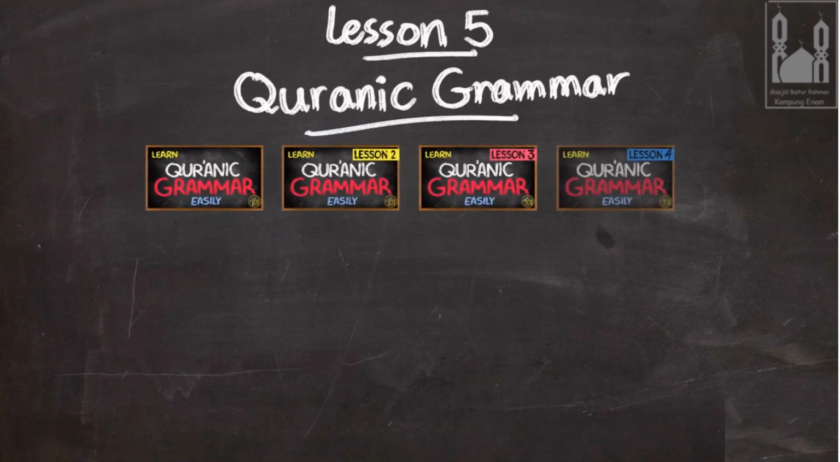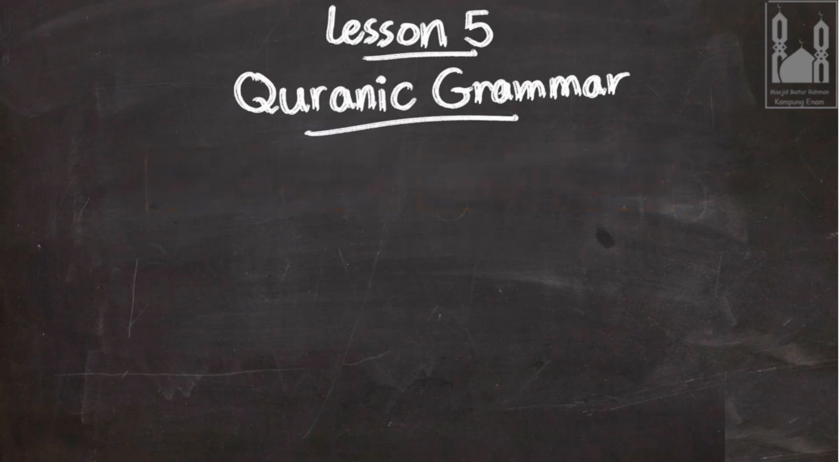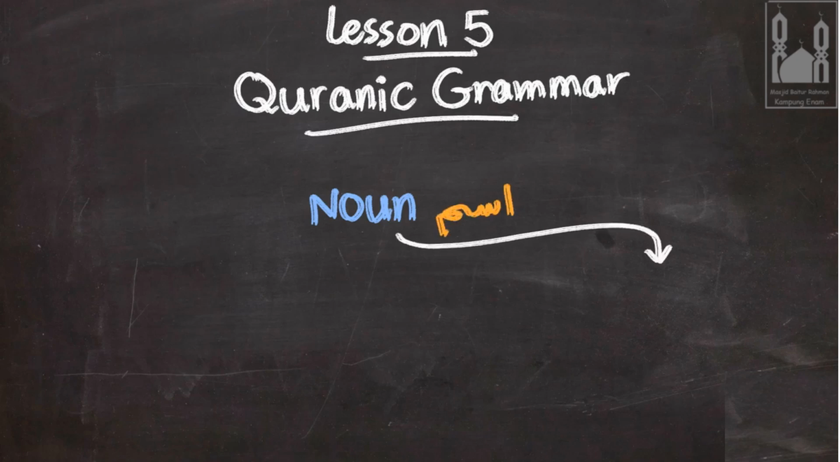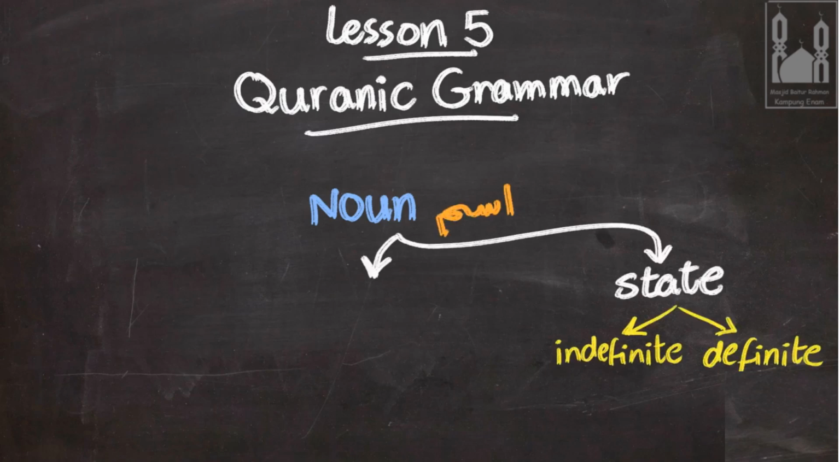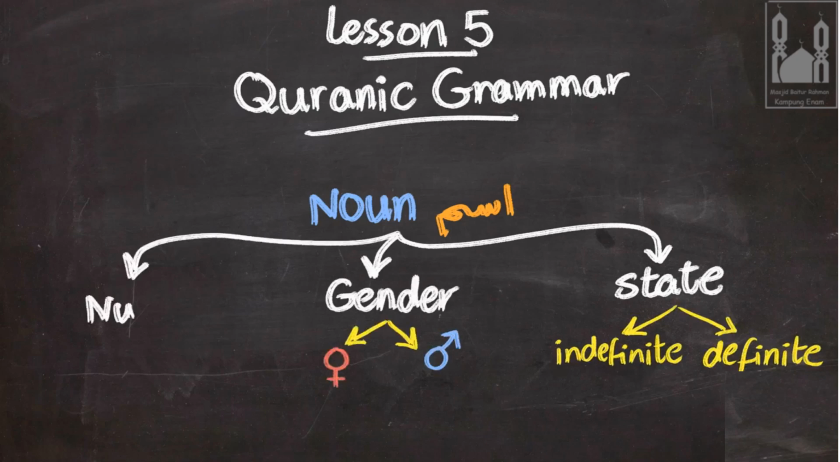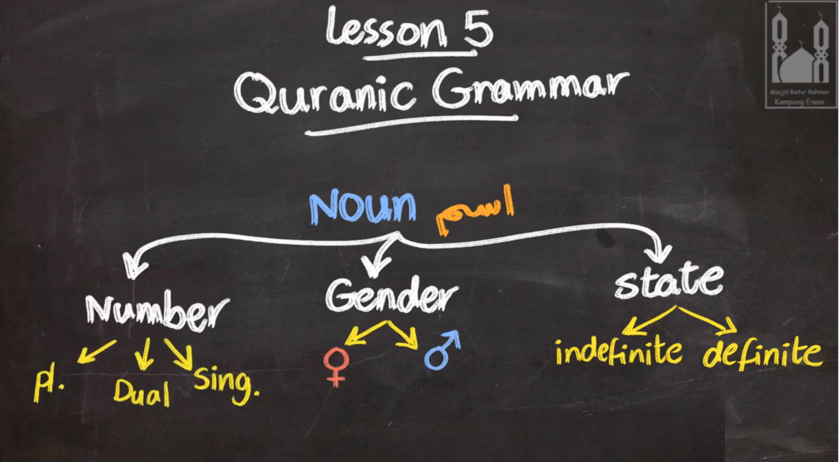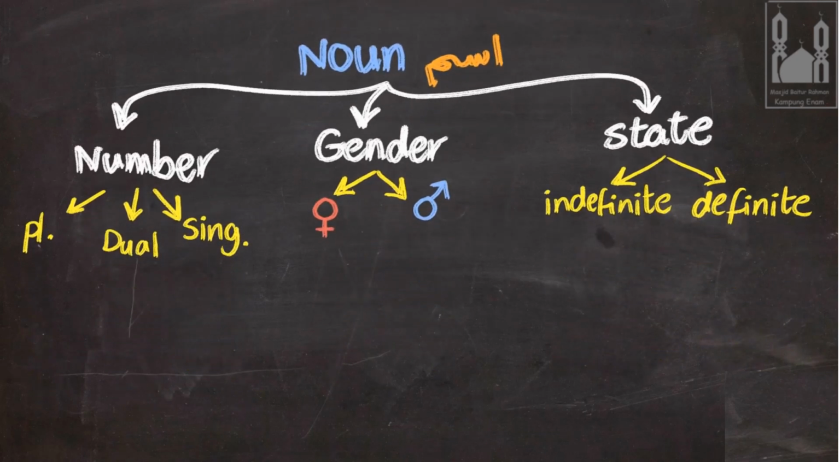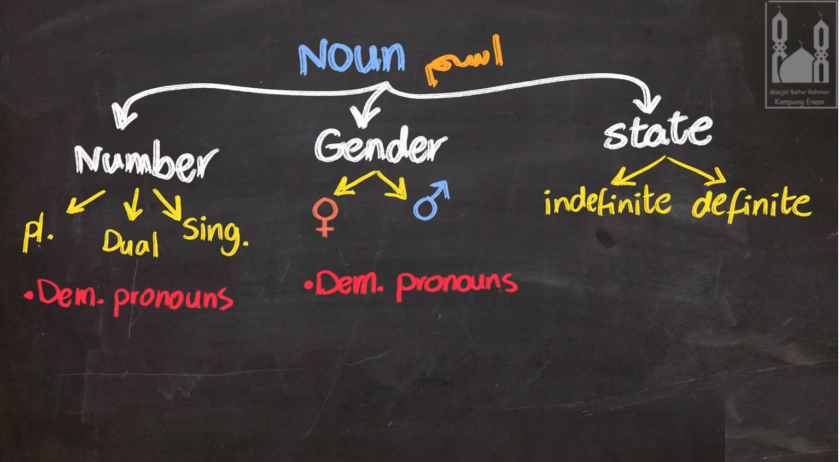In the course of the last 4 lessons, we managed to discuss every related topic to the Arabic noun, or ism. At this point, you should be able to tell if a noun is definite or indefinite, the gender of the noun, if it is masculine or feminine, and finally, knowing if the number of the noun is singular, dual, or plural. We also learned about the related topics that should be adjusted as a result, like using the suitable demonstrative pronouns, depending on the gender and the number of the noun.